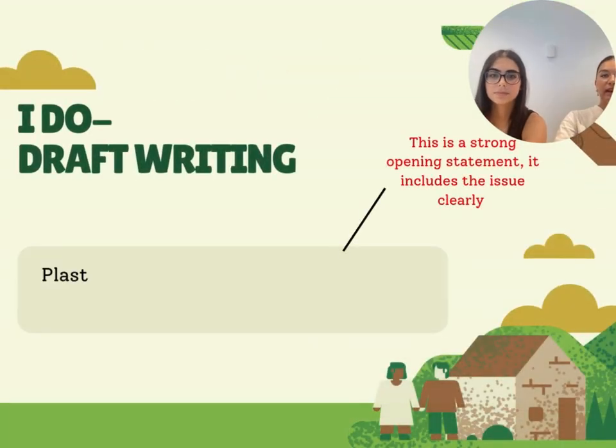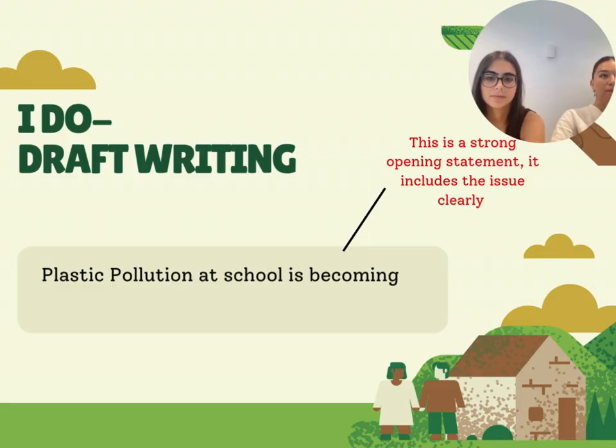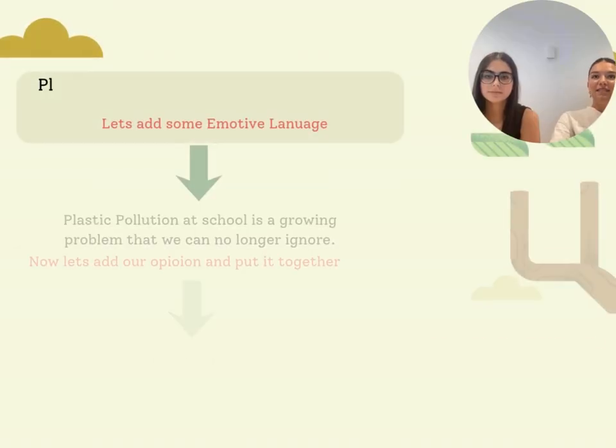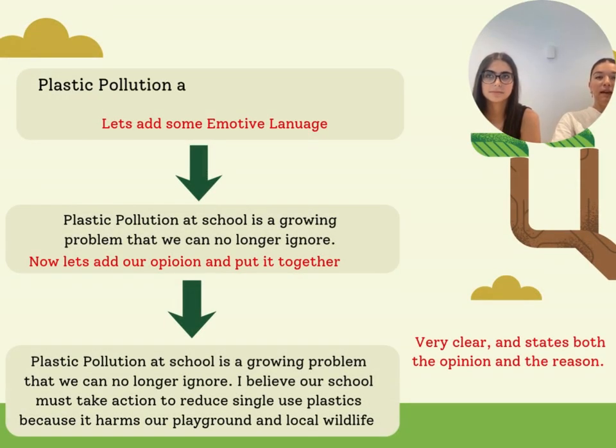Now, let's start writing our first draft together. I will model the process and think aloud while I write. Plastic pollution at school is becoming a serious problem. That is a strong opening statement. It introduces the issue clearly. Maybe we could make it sound more urgent by adding some emotive language, like a growing problem that we can no longer ignore. Excellent suggestion. Let's adjust it. Plastic pollution at school is a growing problem that we can no longer ignore.